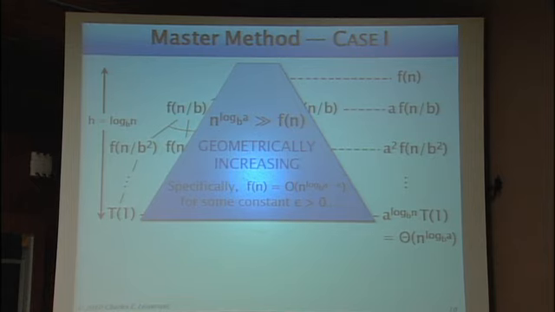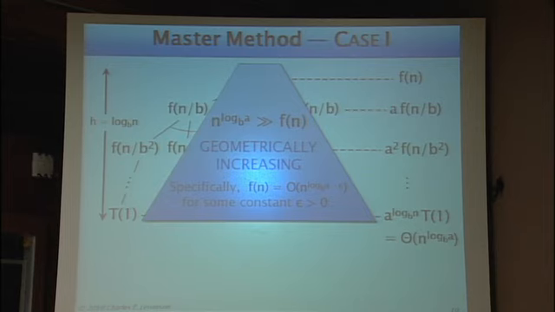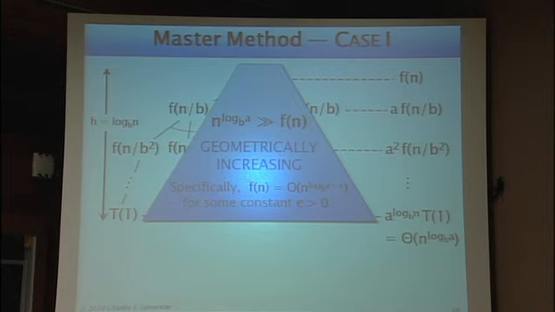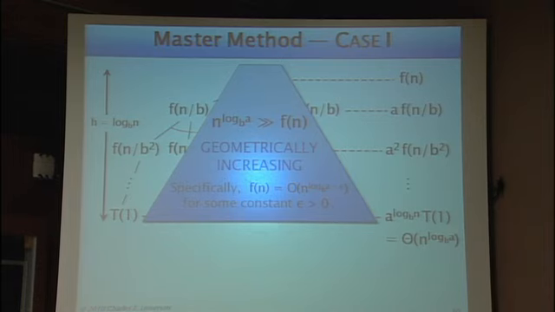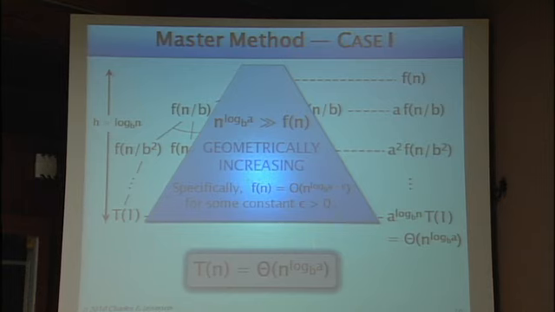So it might be n to the 1/2, it might be n to the quarter, it could be n to the 100th. But what it can't be is like log n, because log n is less than any polynomial amount. So it's got to exceed it by at least n to the epsilon for some epsilon. In that case, it's geometrically increasing. The answer is just what's at the leaves. So that's case 1, geometrically increasing.